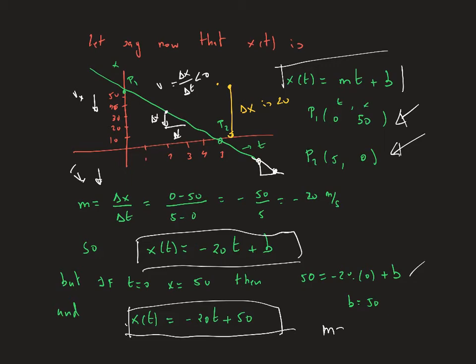So m is clearly minus 20, and it is negative and constant. So wherever you see a curve that is going down, you know that the slope is negative. Okay.